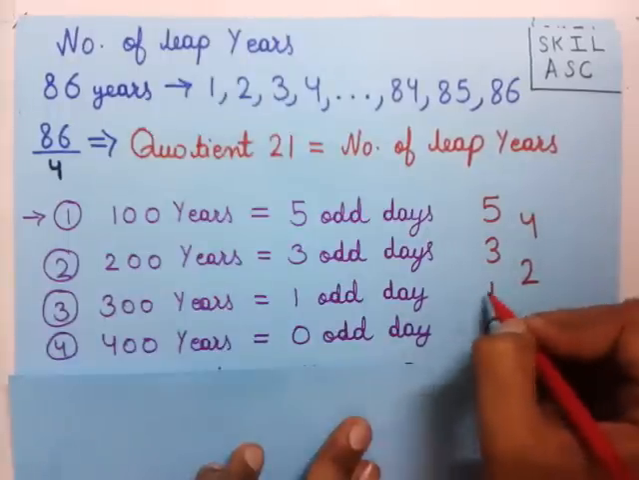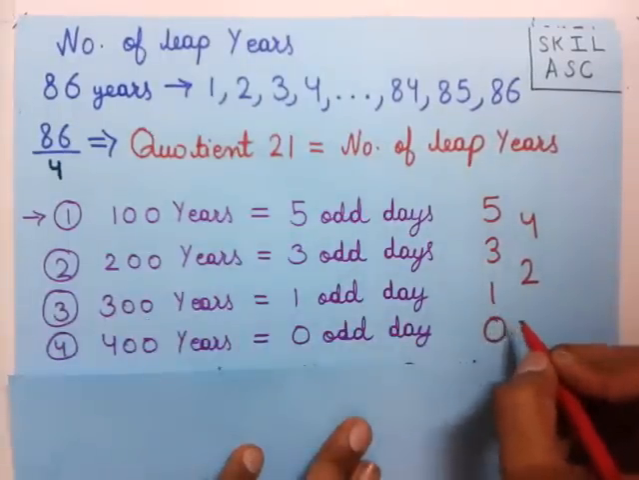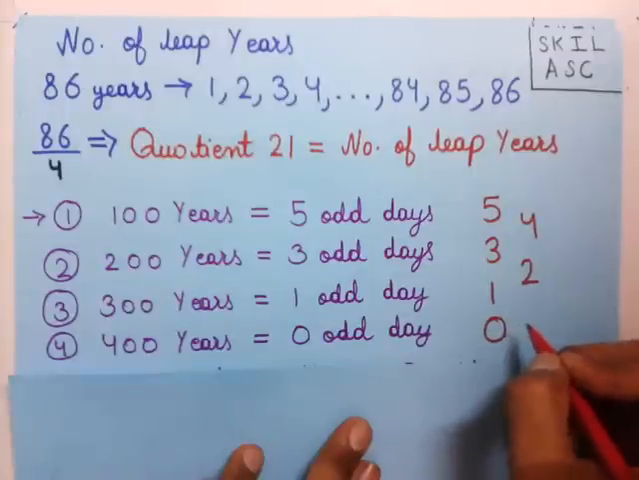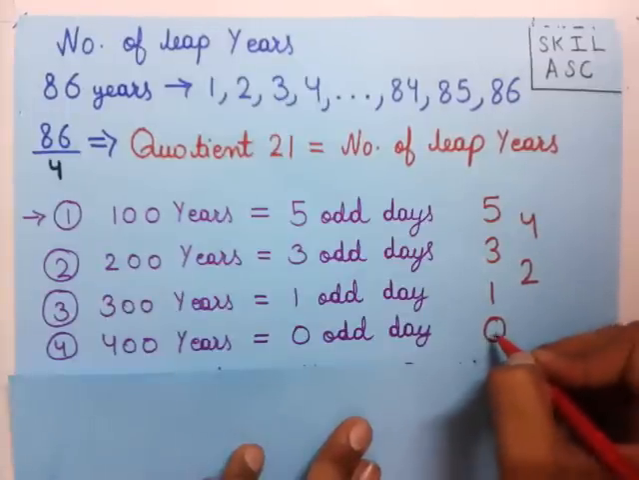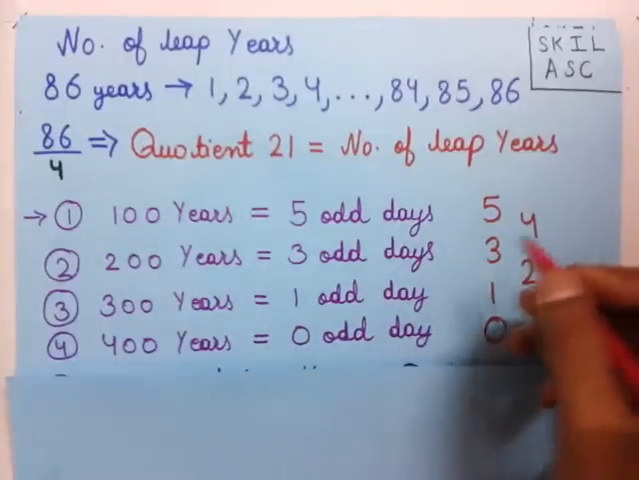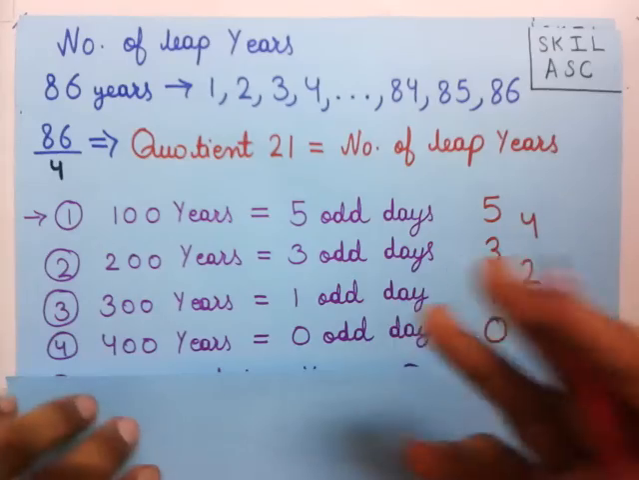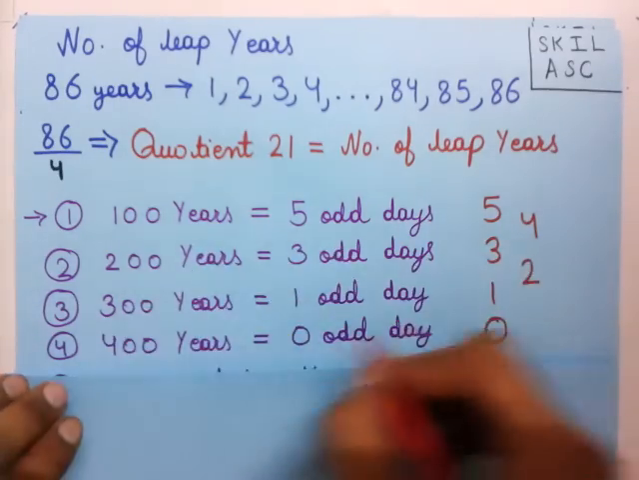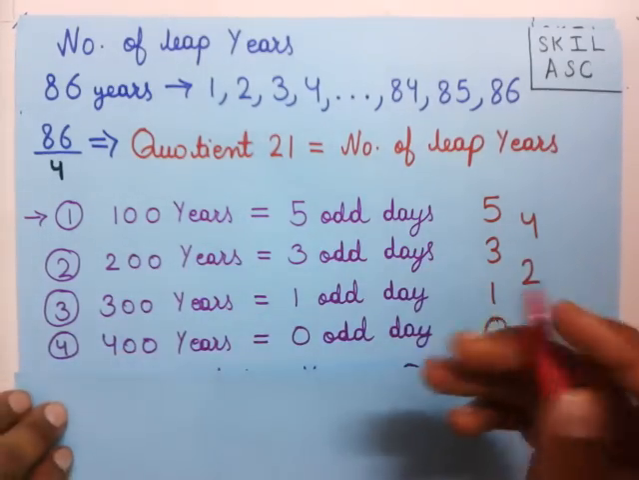Then you write this 1 in front of 300 years. Now you cannot skip this, because we don't have any number ahead. So we write this 0 in front of 400 years. This was just a way of remembering this table. If you have another way of remembering this table, then you can remember by that way.